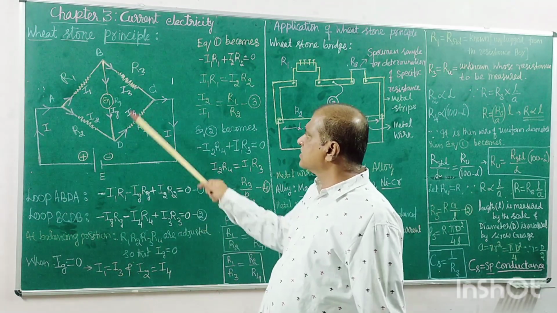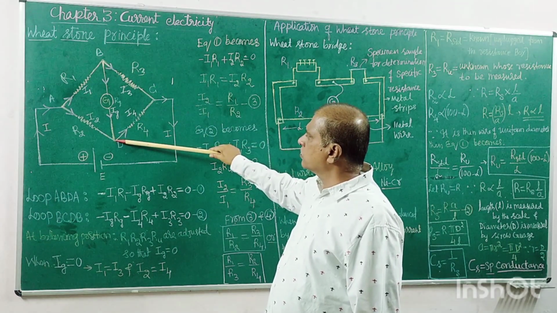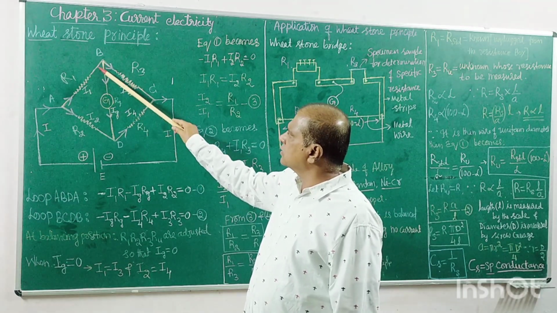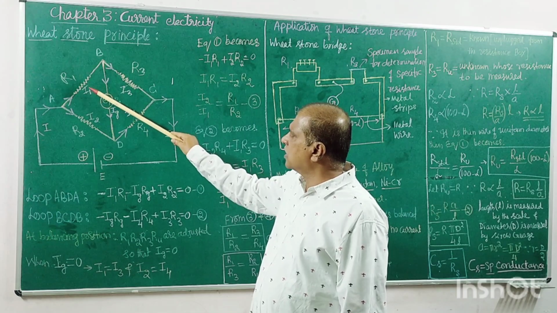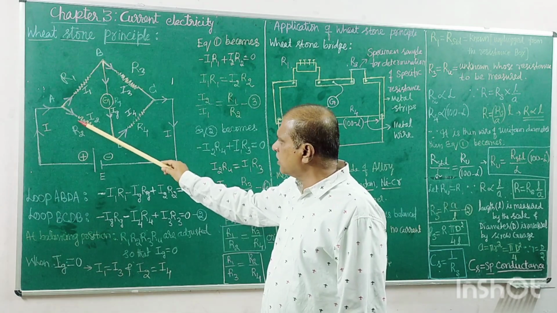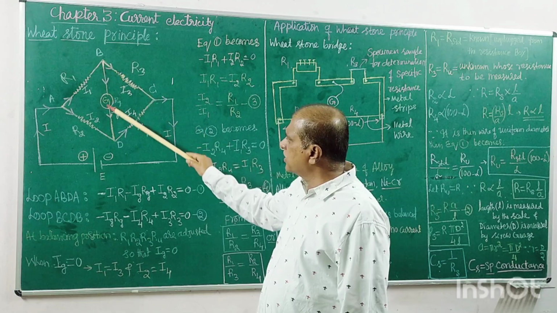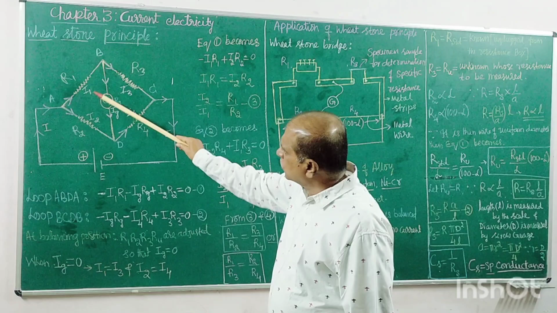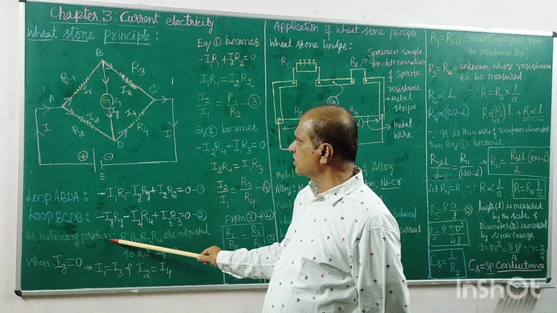If the Wheatstone network is balanced, there should be no current flowing through the galvanometer. Whatever the current is here, the same amount of current flows through, that is, I1 and I3 are the same. And here also, the same amount of current flows, because no current is flowing through this branch. So I1 is equal to I3, and I2 is equal to I4 at the balancing position.